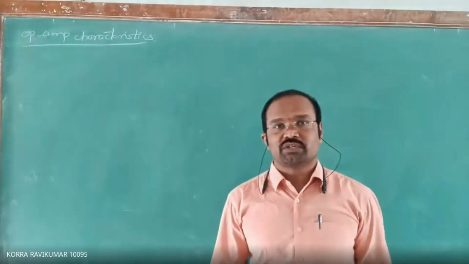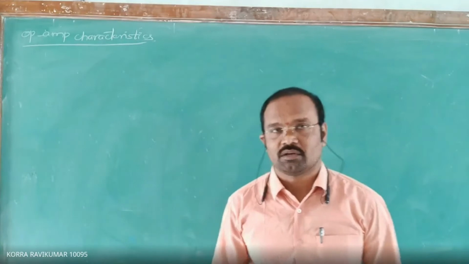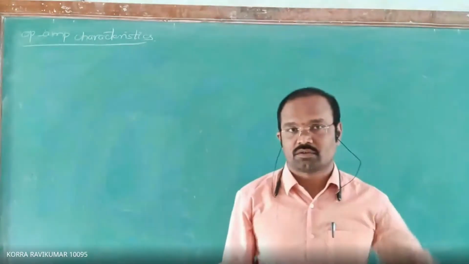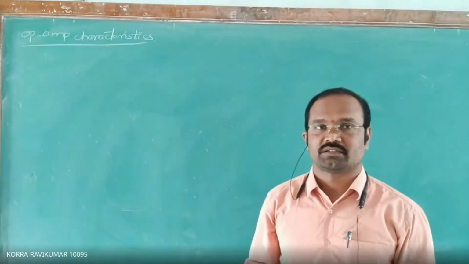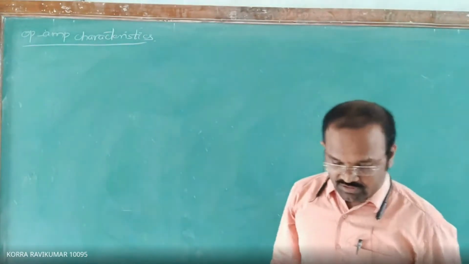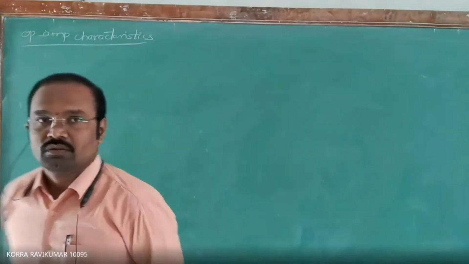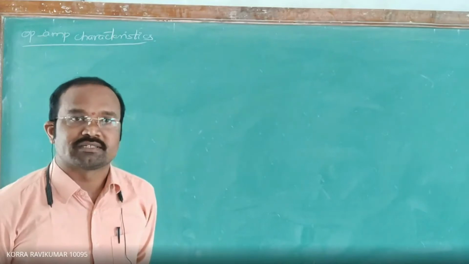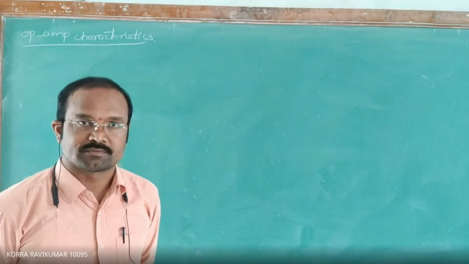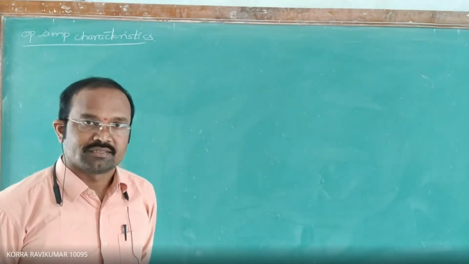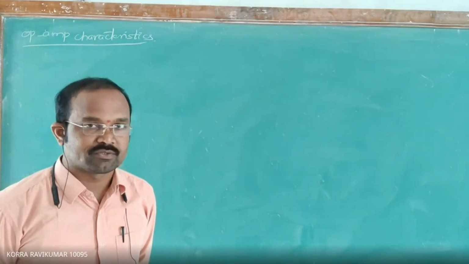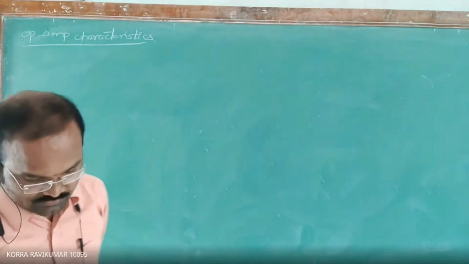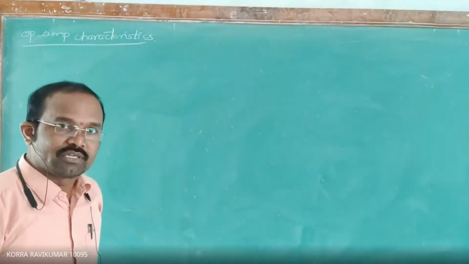Good afternoon. We are going to discuss the topic called operational amplifier characteristics, op-amp characteristics. Generally, an ideal op-amp draws no current from its source. An ideal op-amp does not draw any current from its source side, so that its output voltage will be zero.